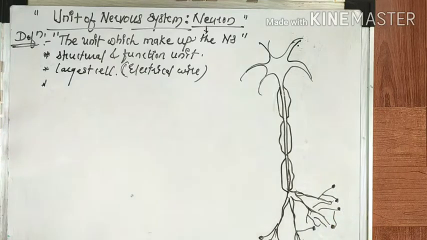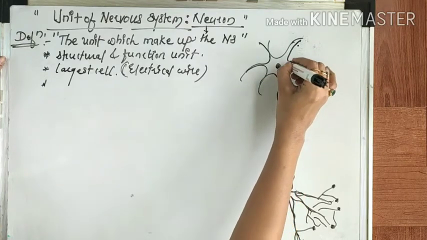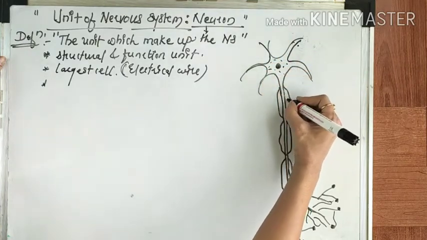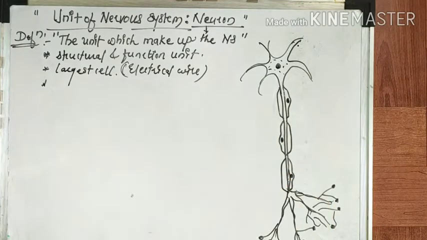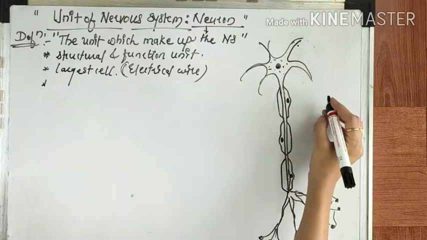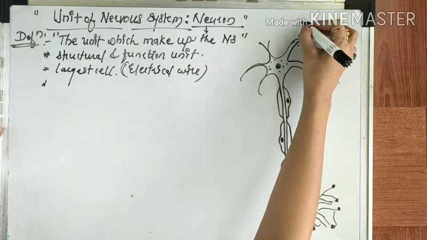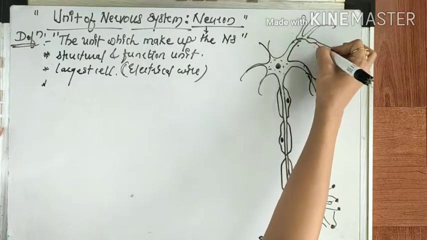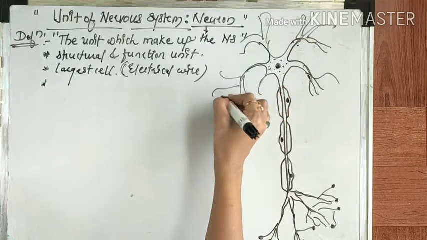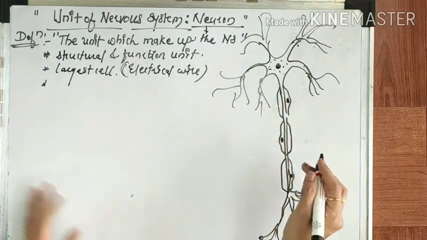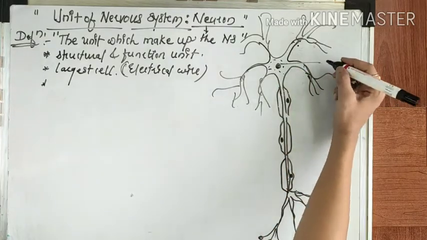That is now ending, right? Here is the nucleus. This is all our cytoplasm. This is all called dendrites. Now I will label it. You can see this one, that is called the nucleus.